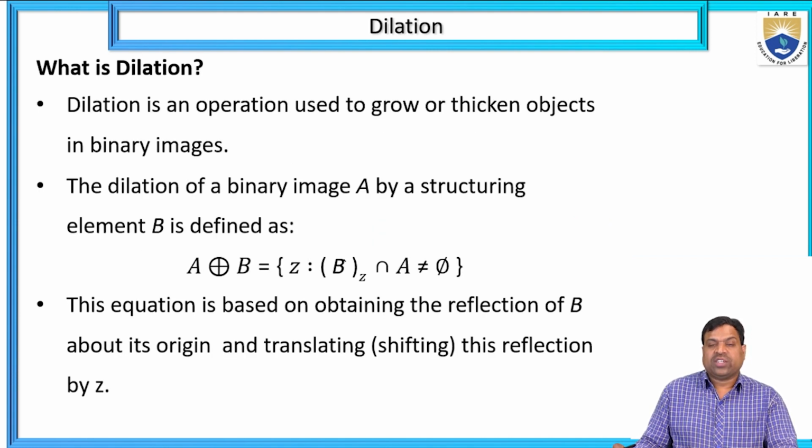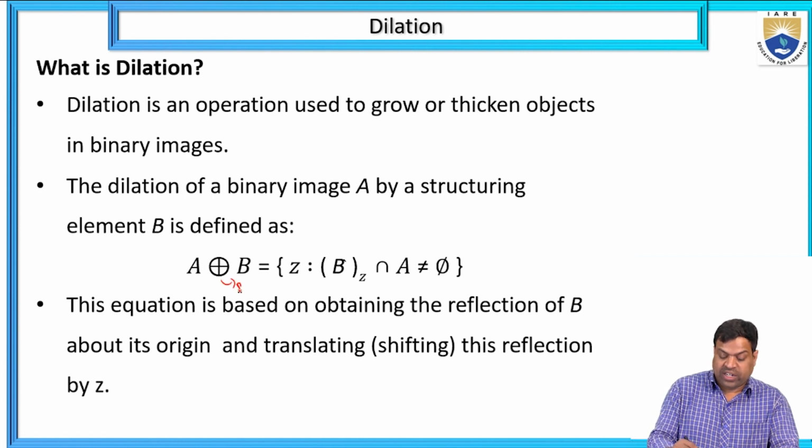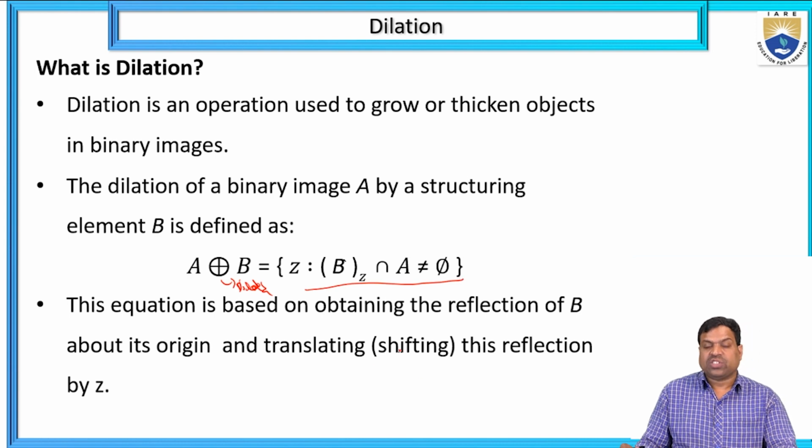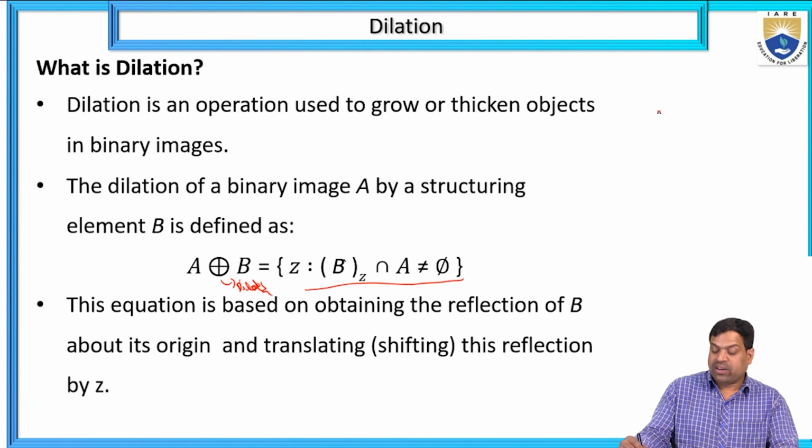Next one is dilation. What is dilation? Dilation is an operation used to grow or thicken objects in binary images. The dilation of a binary image A by a structuring element B is defined as A dilated by B. It is the equation. This equation is based on obtaining the reflection of B about its origin and translating, that means shifting, this reflection by Z. So we already discussed erosion. Now, what is dilation?